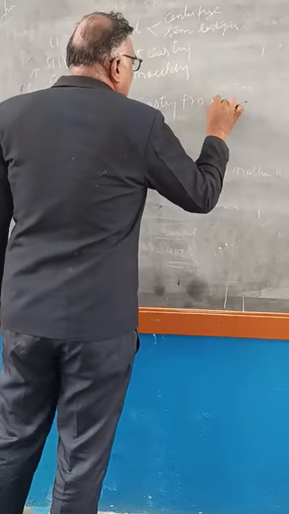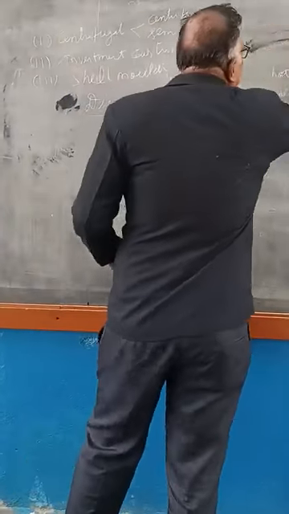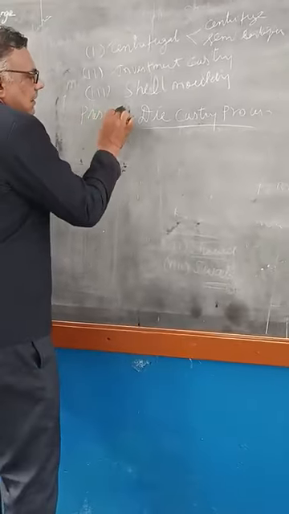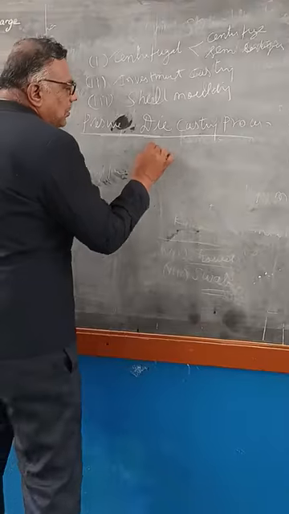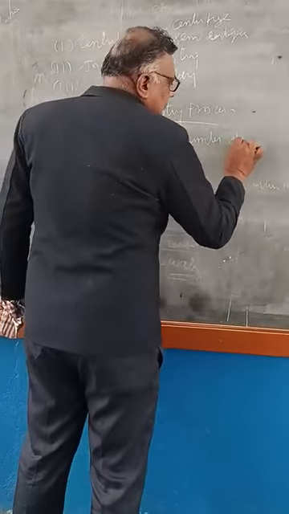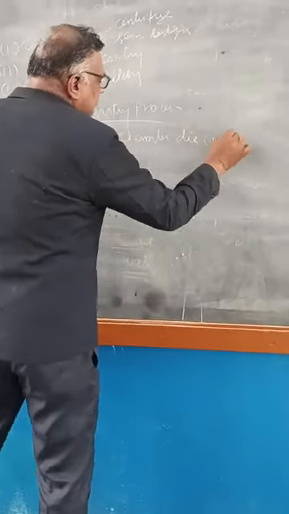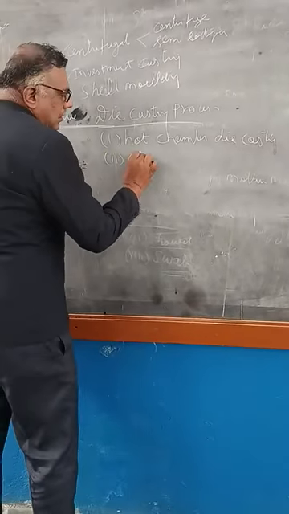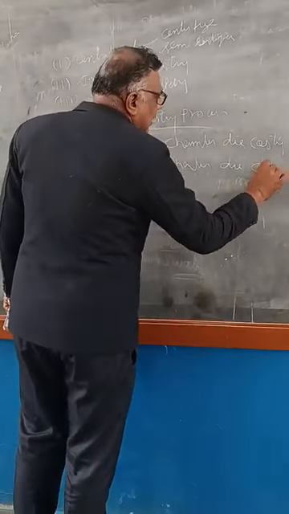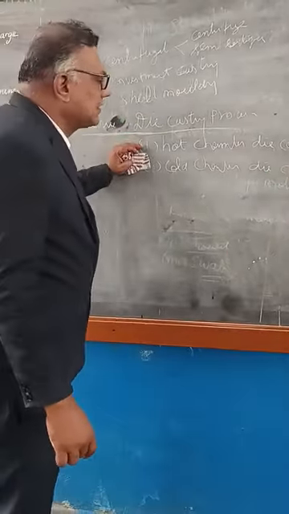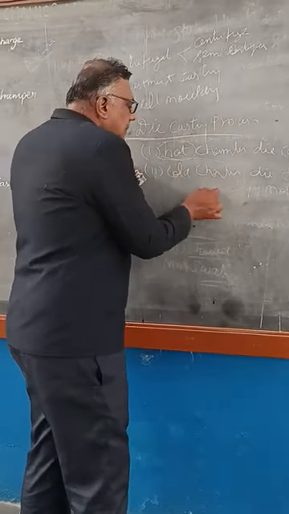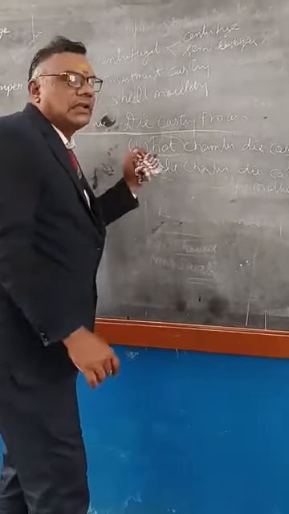In the die casting process, this is also called the pressure die casting process. One is hot chamber die casting, then cold chamber die casting. Both processes are the same. The only difference is that in hot chamber die casting the furnace is built in, whereas in cold chamber die casting the furnace will be away from the machine.